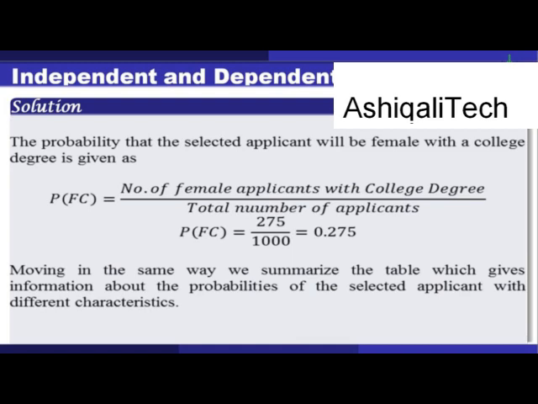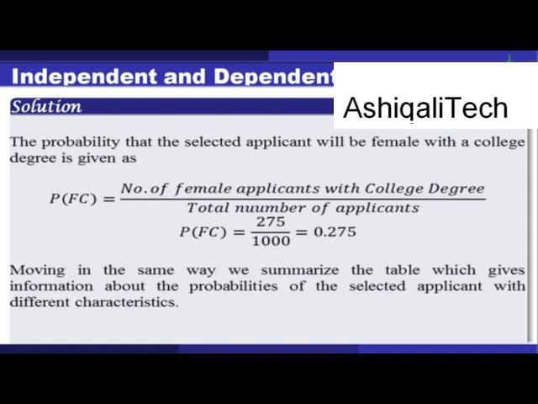Similarly, the probability that a selected applicant will be a female with college degree is given by probability of Fc. So it will be given by the number of female applicants with college degree divided by the total number of applicants. So we get probability of Fc is equal to 275 divided by 1000. So it is equal to 0.275.